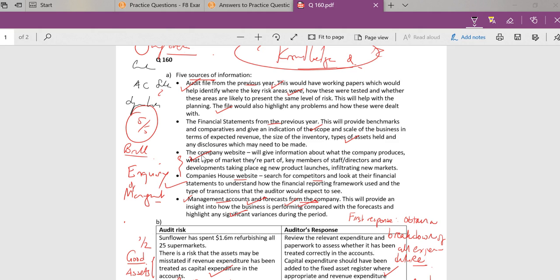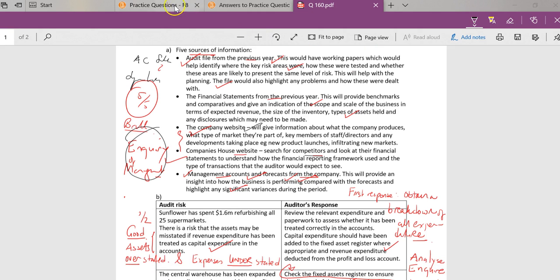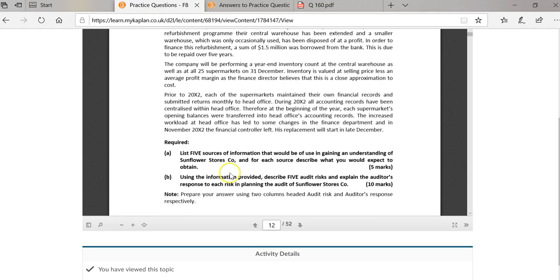But the key point really is that we're looking internally and externally, and everything you've written here, the company website, searching for competitors, inquiring of management, management minutes, whatever it is. You've written all the very strong ones. So you have all the marks there. Great. So let's now carry on. The next question says, using the information provided, describe 5 audit risks.